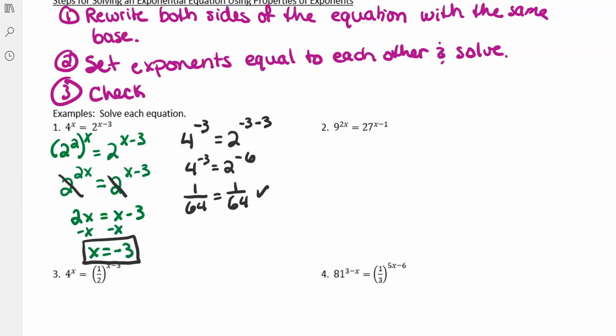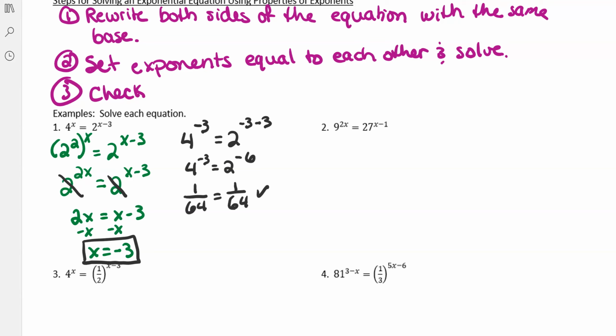All right, and that's basically it. You're going to take your bases, you're going to rewrite them so they're the same number. Once they're the same number, you can cross out your bases and just solve an equation with your exponents. And go ahead and move on.